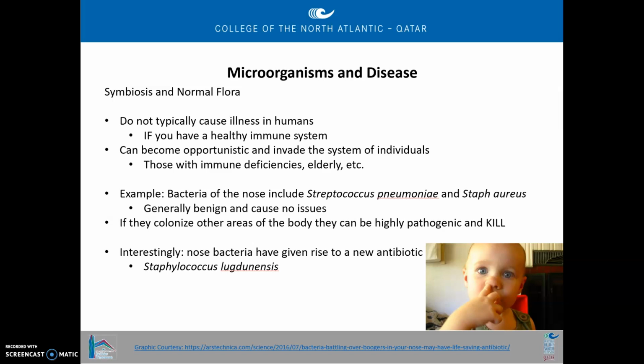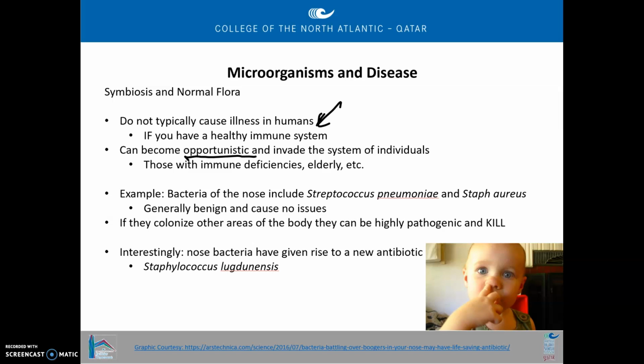Now, our normal flora will typically not cause illness in humans. They tend to live there quite happily, and they keep us healthy. If you have a healthy immune system, that's always going to be something we need to realize as an assumption here. If your immune system is healthy and functional. These organisms can become opportunistic. So if a situation presents themselves, they can take over a place, they can move into areas where they shouldn't be, and they can cause us a lot of trouble, a lot of problems.